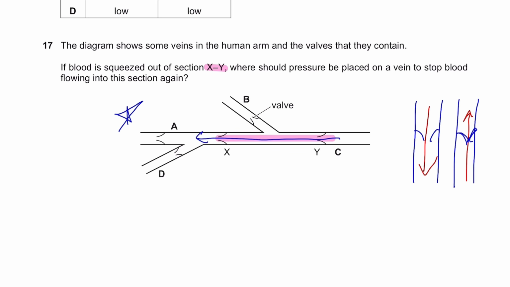Anyway, if blood is flowing in this direction, you will obviously have to hold this part and block the blood flowing further down the vein. It's kind of a common sense question. You just need to know which direction the blood flows by looking at the valve and just stop the blood from where it's coming from.